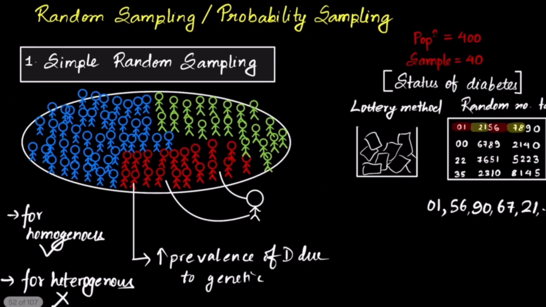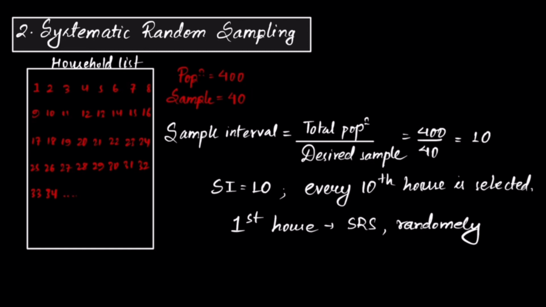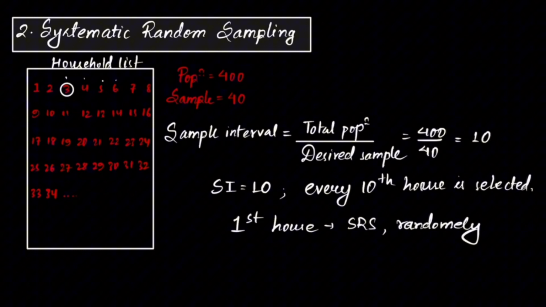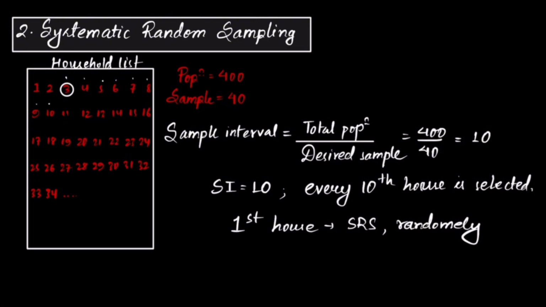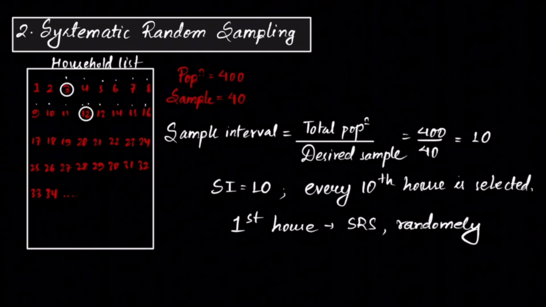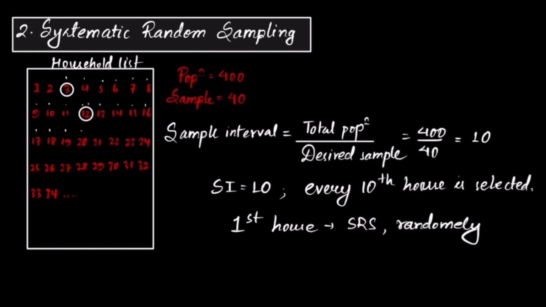Let's say you applied lottery method to choose the first house and it came out to be house number 3. Now you'll start choosing every 10th house after house number 3. First, second, third, fourth, fifth, sixth, seventh, eighth, ninth, 10th. So now 12 is selected. Again, first through 10th. 21 is selected and so on.